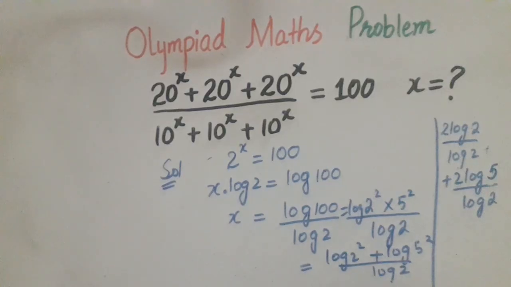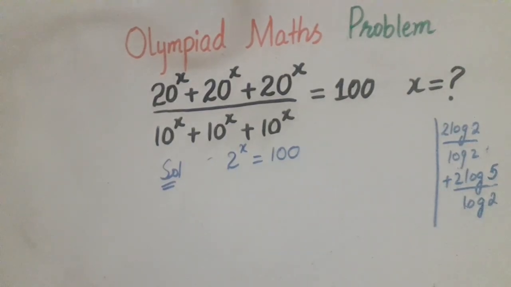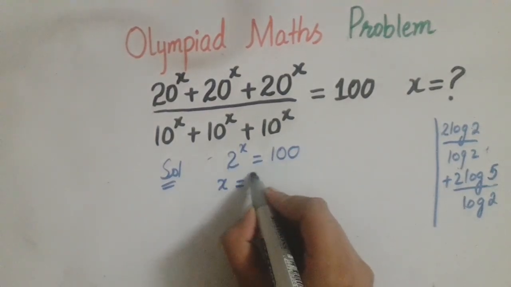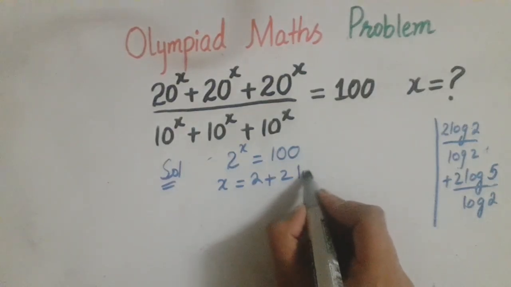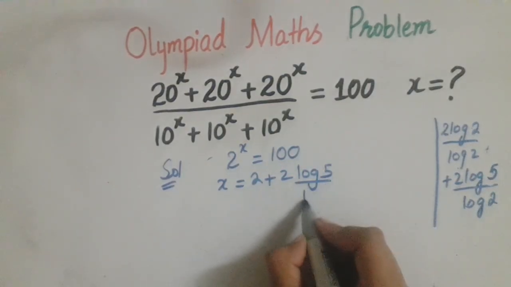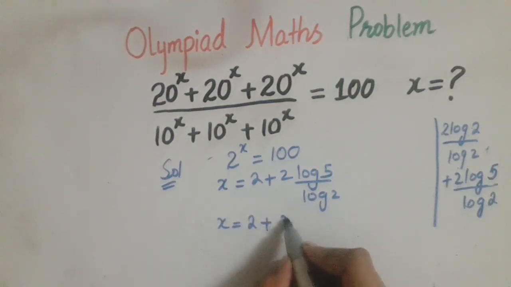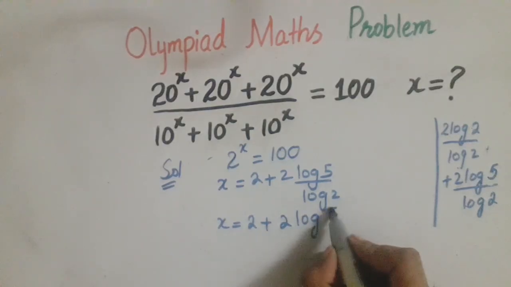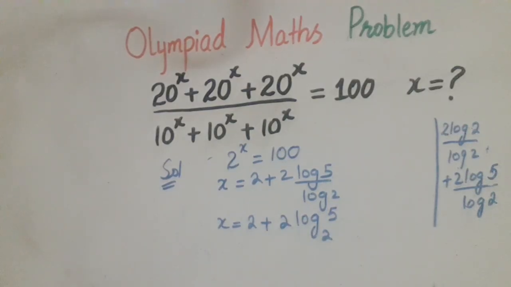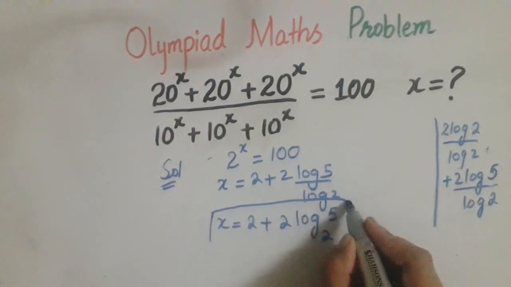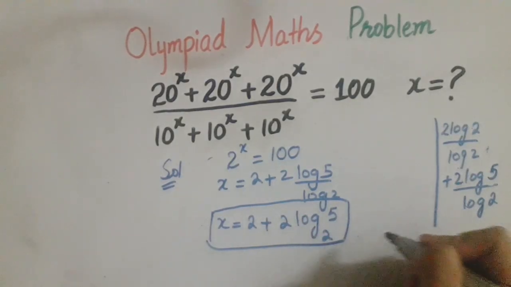So we will write the value of x, that is 2 plus 2 log of 5 divided by log of 2. Now x equals 2 plus 2 log base 2 of 5. This is the value of x. Now in the next step, we got this answer. Now we will verify our answer.